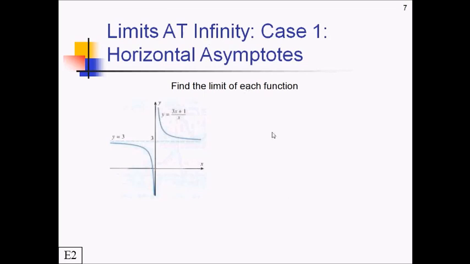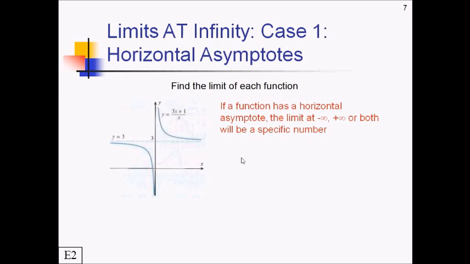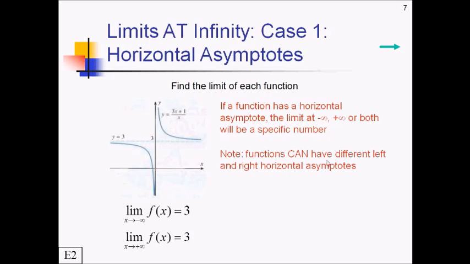One case is when you have a horizontal asymptote. So if you have a horizontal asymptote, your limit at negative or positive infinity as you go to the far left or the far right is going to be a specific number. For example, here, the limit as x approaches negative infinity, as we go as far left as we can, that's going to be the y value 3. And the limit as you approach positive infinity, go to the right as far as you can, that will also be positive 3. However, it is worth noting that you can have different left and right horizontal asymptotes.